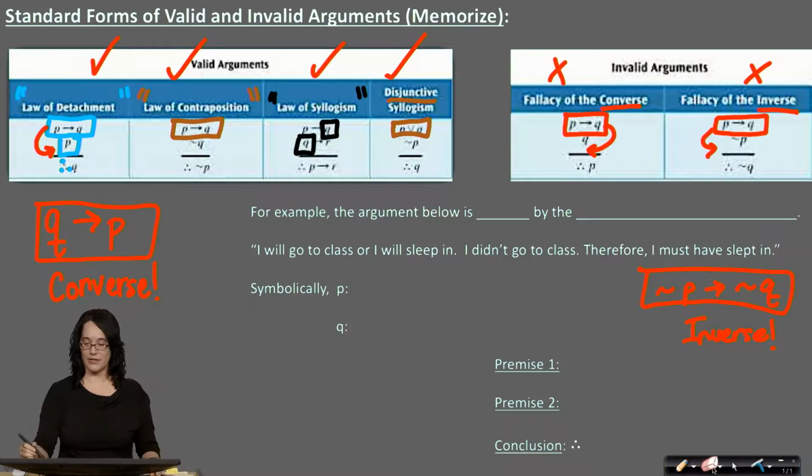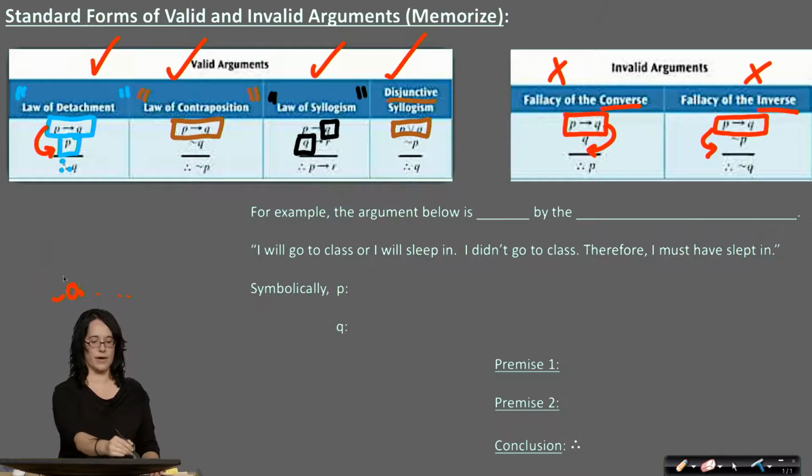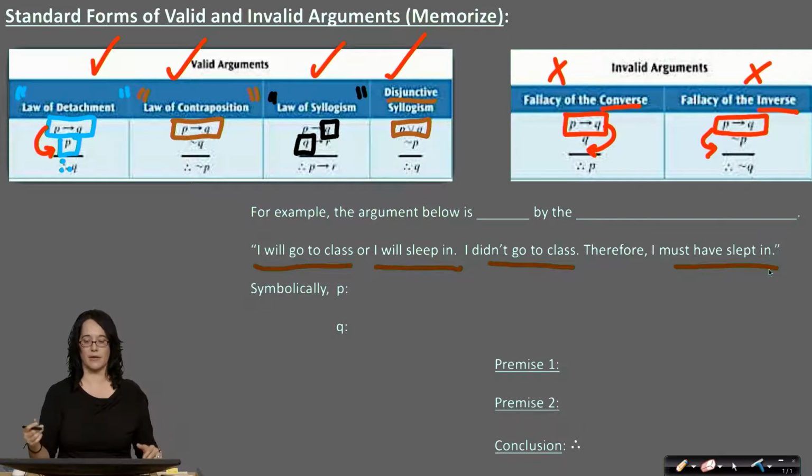All right, so let's take a look now at this example on the slide below. I'll make some space for us. All right, so we see for this example in words, we are told the following. I will go to class, or I will sleep in. I did not go to class, therefore I must have slept in. All right, it's kind of simple, but let's see if we can unpack this.